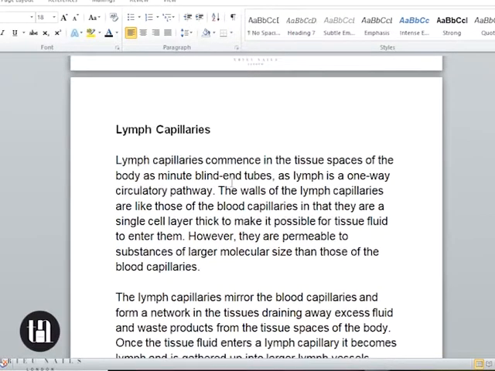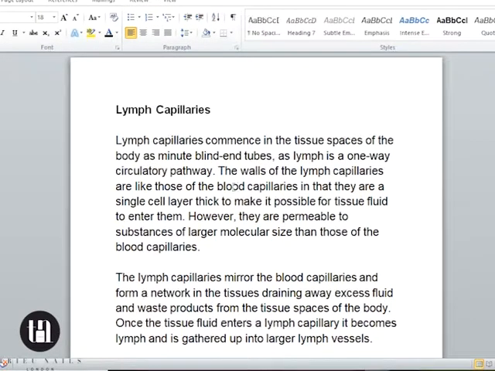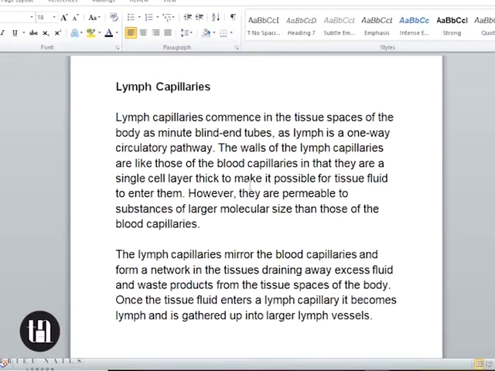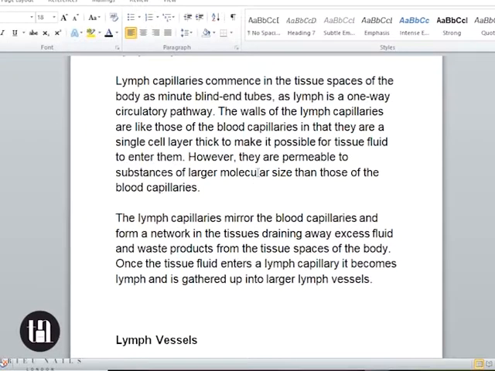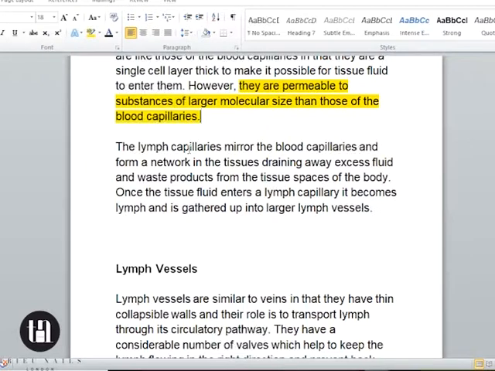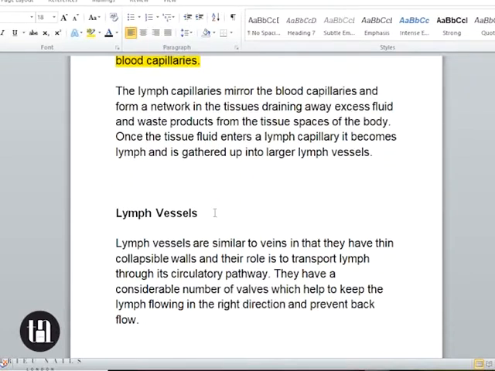Lymph capillaries commence in the tissue spaces of the body as minute blind-end tubes. As lymph is a one-way circulatory path, the walls of the lymph capillaries are like those of the blood capillaries in that they are single cell layer thick to make it possible for tissue fluid to enter them. However, they are permeable, meaning things can go through them, to substances of larger molecule size than those of blood capillaries. The lymph capillaries mirror the blood capillaries and form a network in the tissue, draining away excess fluid and waste products from the tissue spaces of the body. Once the tissue fluid enters the lymph capillary, it becomes lymph and is gathered into larger lymph vessels.